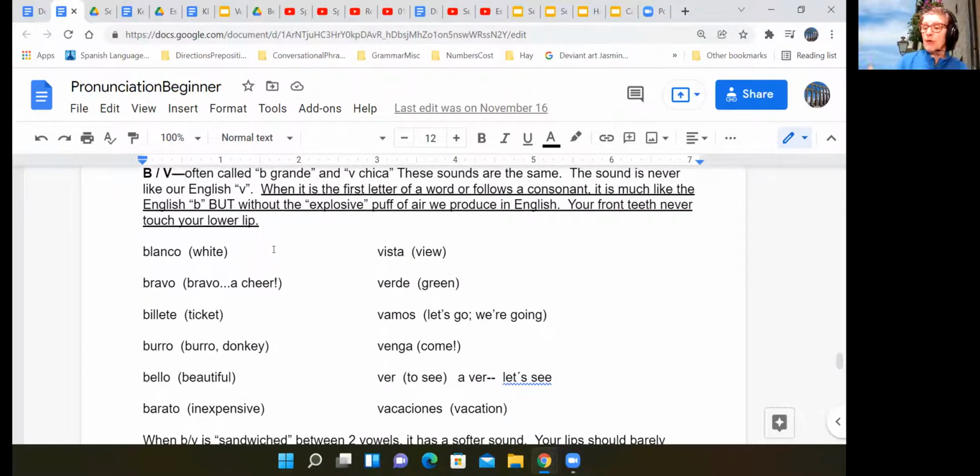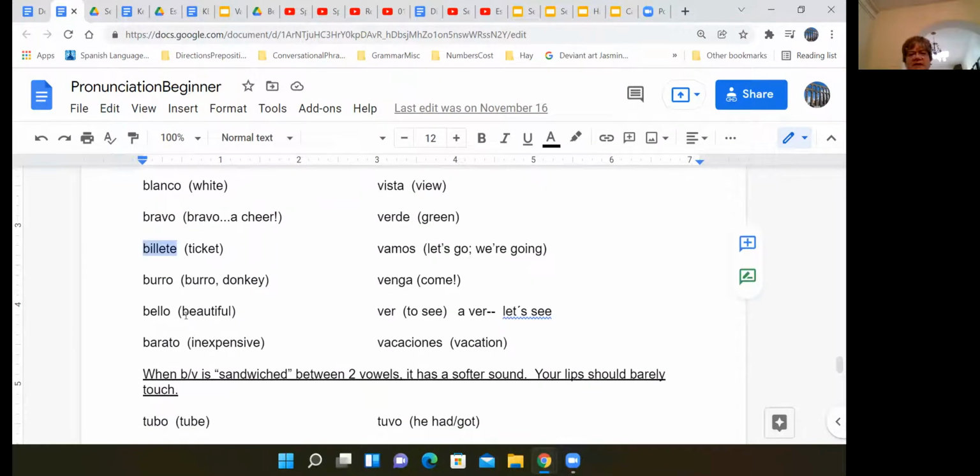Bueno, repitan por favor. Blanco, blanco. Okay, this is a somewhat harder B. Bravo, bravo. The second sound there is going to be much softer. Bravo. Bien, okay. Billete, billete. Bien. And here comes our animal. Burro, burro. And don't be afraid to zhuzh up and get that R going.